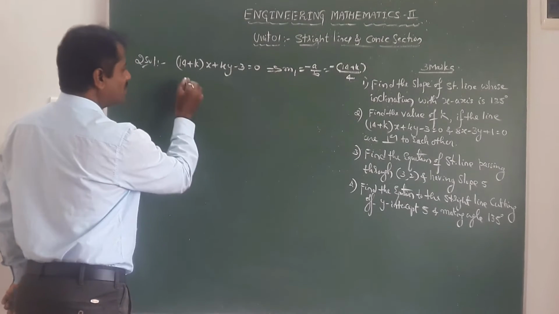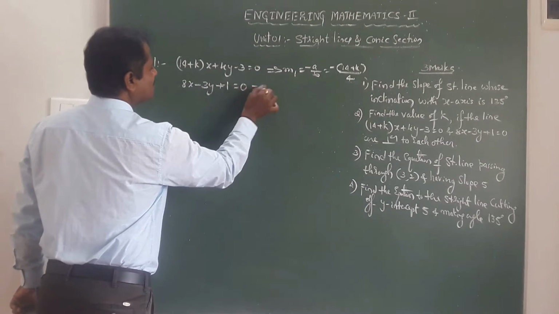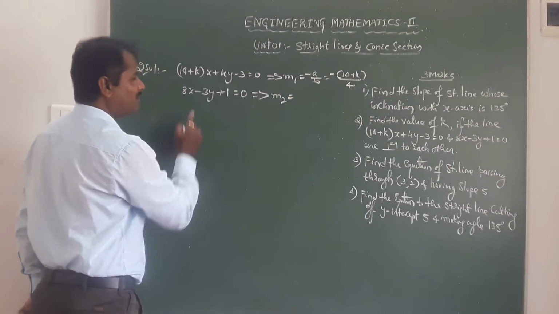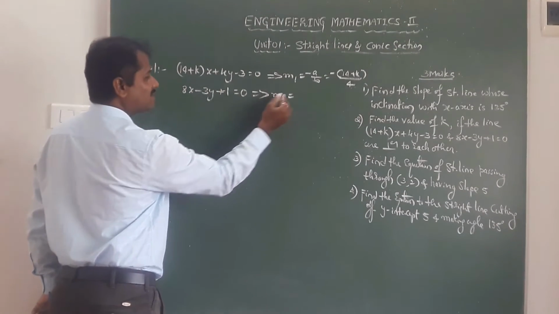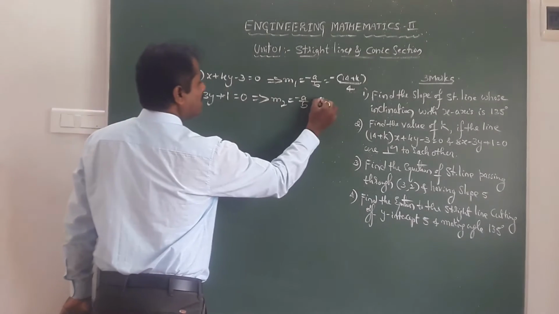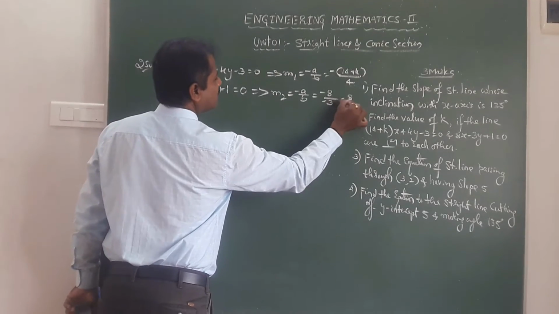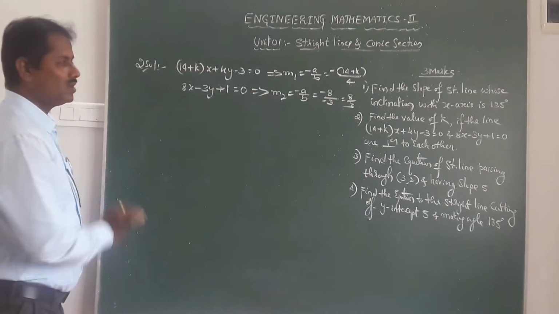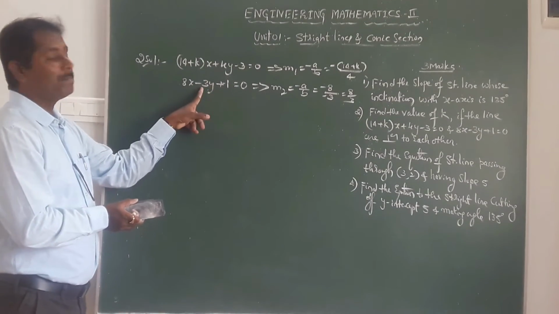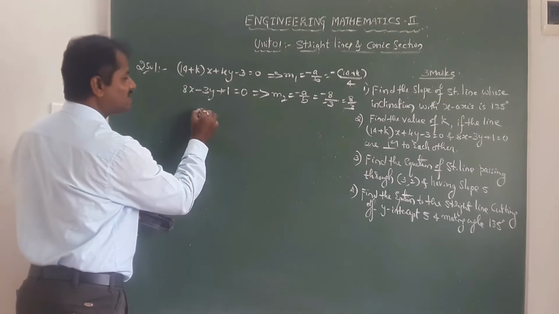Another equation of a line is given: 8x minus 3y plus 1 is equal to 0. We can find the slope of this line also. The slope is given by m2 is equal to the same formula, minus a by b, where a is 8 and b is minus 3, so minus 8 divided by minus 3, which can also be written as 8 by 3. As we have already said in the concept, if these two lines are perpendicular, then the product of their slopes is always minus 1.